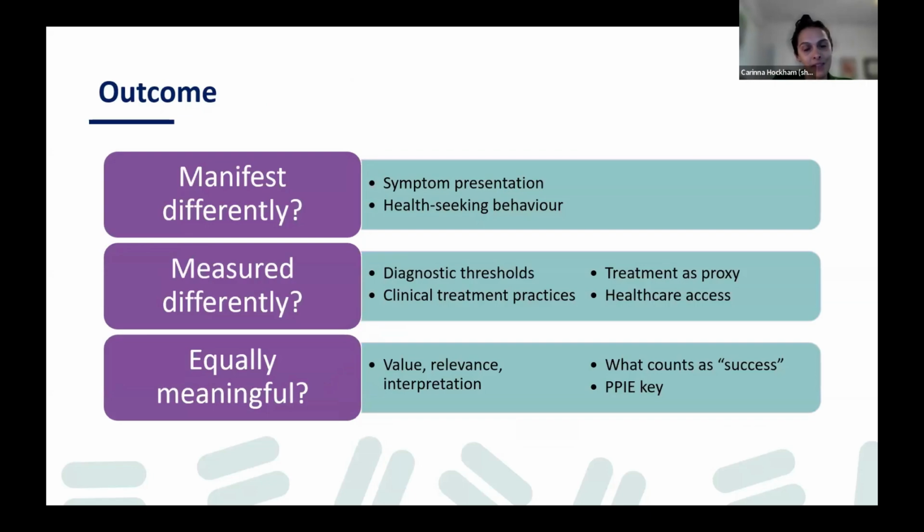And finally, the outcome. So here the key is to consider where the outcome you're using might manifest differently, be measured differently, or be valued differently across sex or gender groups. And in relation to that final point, this is an area where public and patient engagement is absolutely critical because it can tell you what outcomes actually matter and whether they resonate equally across the groups that you're studying.